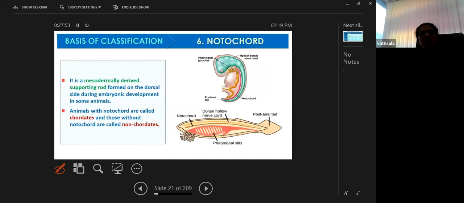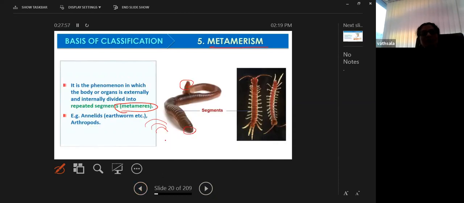So next, Ma'am, can you explain? Metamerism is the segmentation of the body both internally and externally. They appear like annulus rings. They're also called annulus rings. Okay.